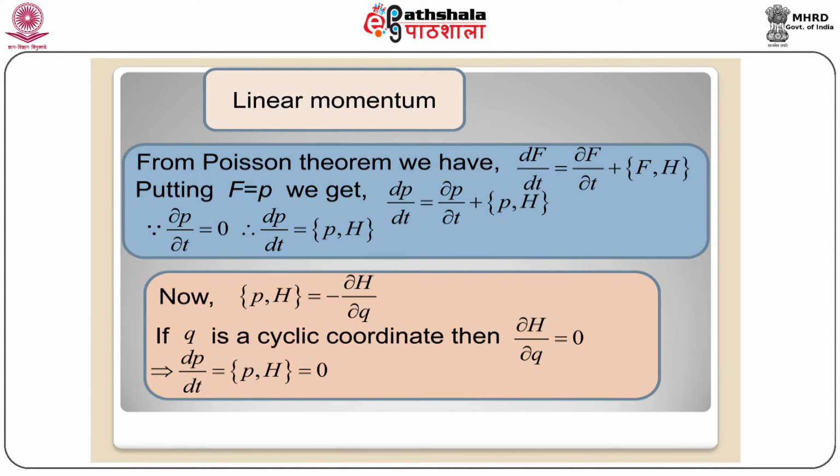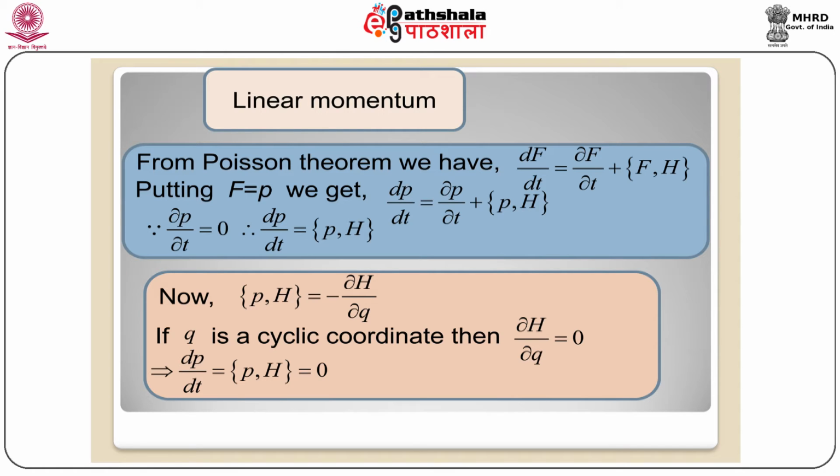First of all, consider the linear momentum. If we put capital F equal to small p in the previous result, where small p is the generalized momentum conjugate to the generalized coordinate small q, then we have d/dt of small p equal to the first order partial derivative of small p with respect to time plus the Poisson bracket of small p with Hamiltonian capital H. As small p is independent of time, we have del/del t of small p equal to 0, that is, the first order partial derivative of the generalized momentum vanishes, which gives d/dt of small p equal to the Poisson bracket of small p with Hamiltonian.